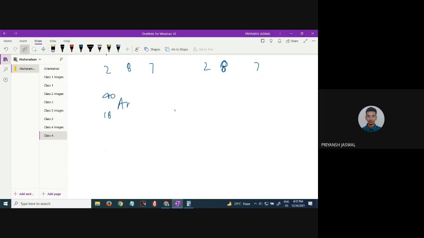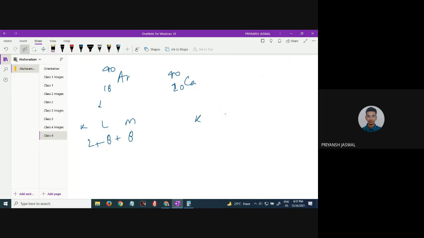Example, argon and calcium. Its electronic configuration will be K L M 2 8 8, which gives 18 electrons. For calcium, it will be 2 8 8, and instead of the other two electrons going into the M shell, because it has a maximum capacity of 18, Bohr's rule has to be applied, and the outermost shell cannot have more than 8 electrons. So the 2 electrons will go to N.